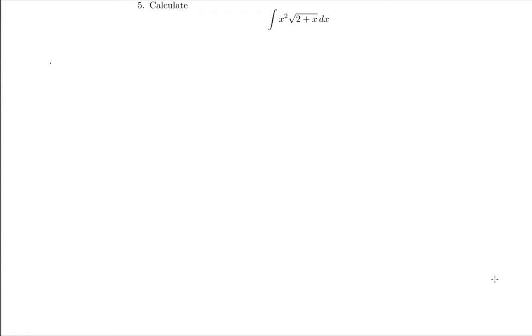In this question, they're asking us to calculate the indefinite integral of x squared times the square root of 2 plus x dx. So, I'm going to do a substitution method to solve this, and we have a few different options for what u should be. It could be x squared, it could be 2 plus x, it could be the square root of 2 plus x, or it could be the whole integrand altogether.